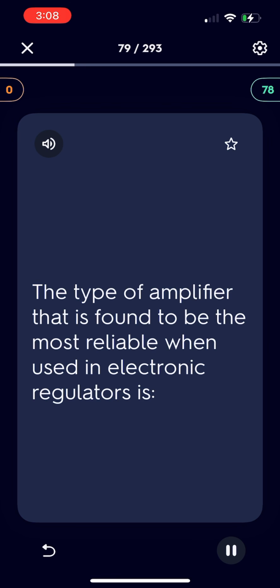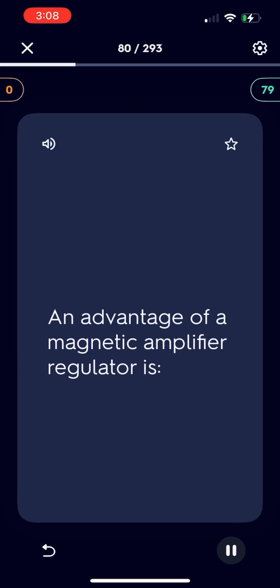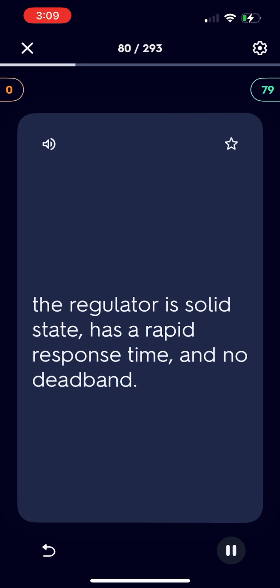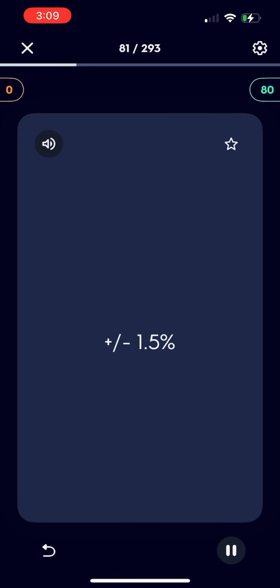The type of amplifier that is found to be the most reliable when used in electronic regulators is the magnetic amplifier. An advantage of a magnetic amplifier regulator is the regulator is solid state, has a rapid response time, and no deadband. Modern voltage regulators maintain voltage within +/-1.5%.